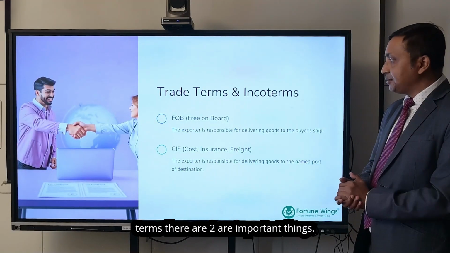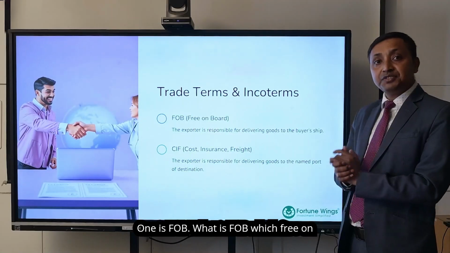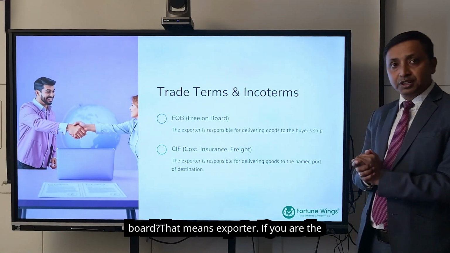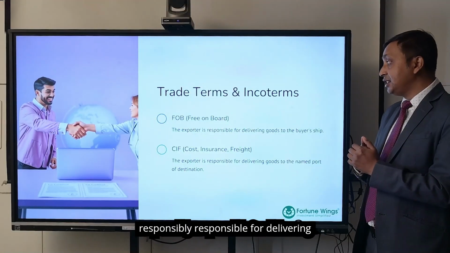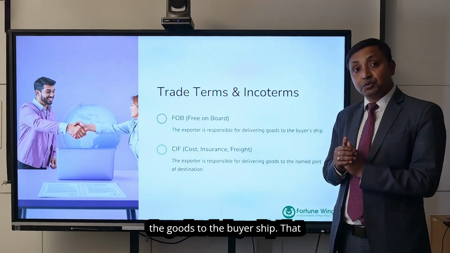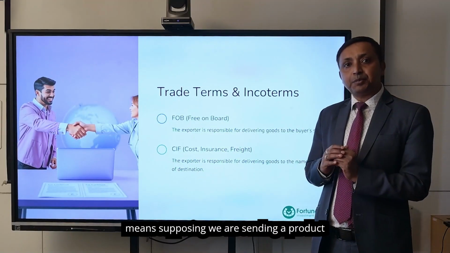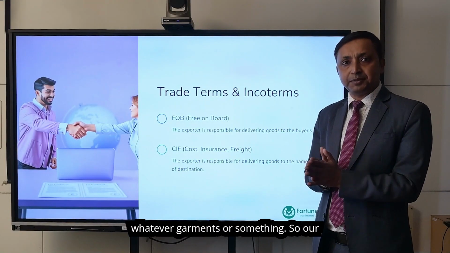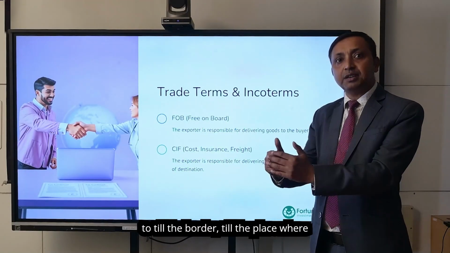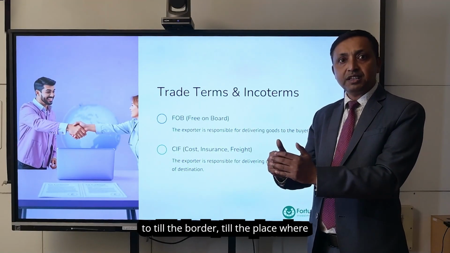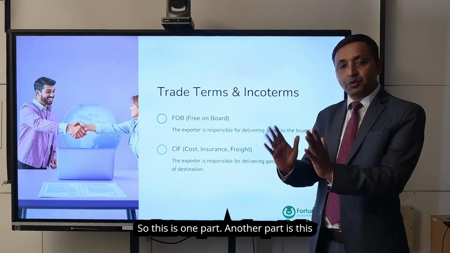Now, on trade terms, there are two other important things. One is FOB. What is FOB? Free on board. That means, if you are the exporter, the exporter is responsible for delivering the goods to the buyer's ship. Supposing we are sending a product, garments or something, our job as an exporter is to send it till the border, the place outside our country. So this is one part.